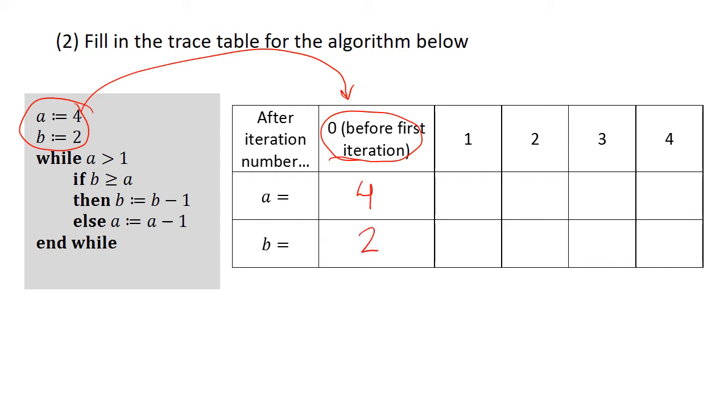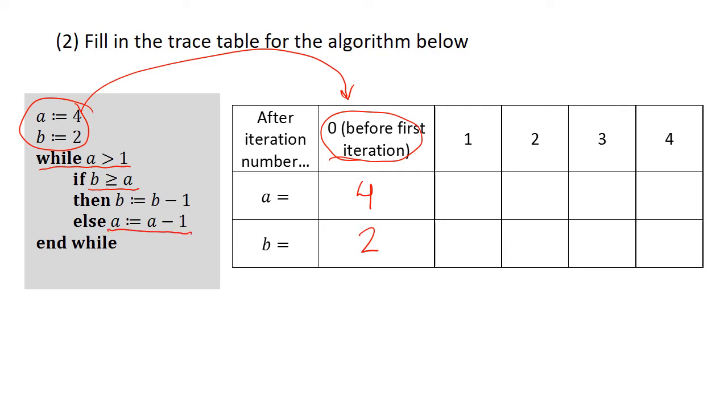Okay, and now for the next column, we're going to check the while condition. So while A is greater than 1, so in this case, A is 4, so 4 is greater than 1, so we are going to do the loop. And now we check the if condition. So is B greater than or equal to A? That is false right now because B is 2 and A is 4. So we're not going to do the then, we're going to do the else.